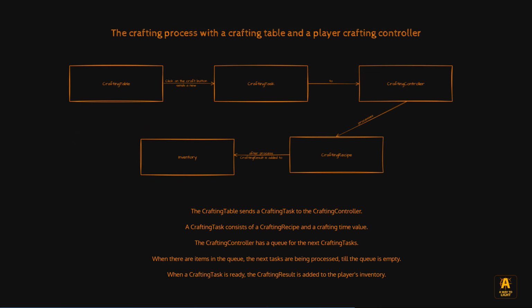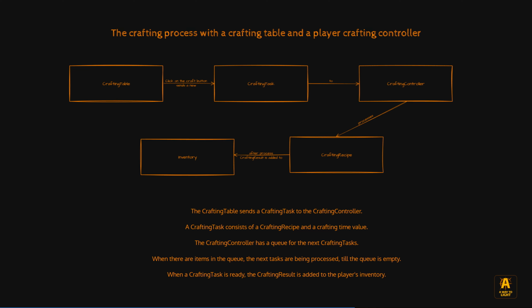The items are now ready to be processed, so we need a crafting process for that. I decided to make a crafting table, where you can select the crafting recipe, which should be crafted. Then there is a crafting task which defines which item is crafted. So the crafting table sends a crafting task to the crafting controller.